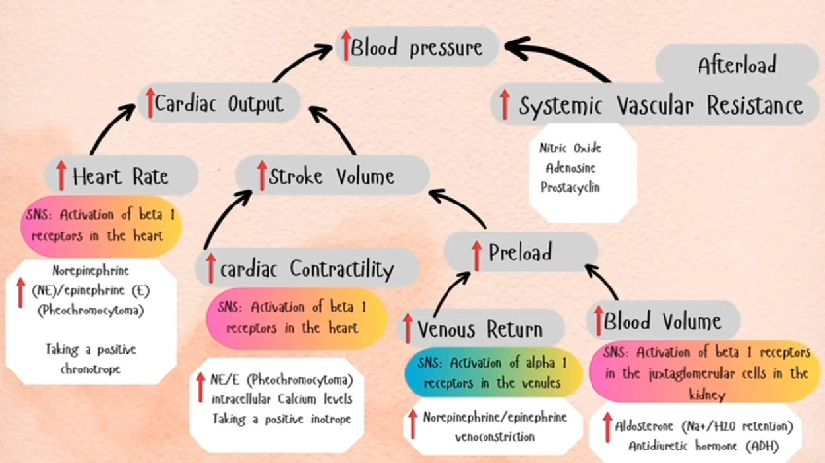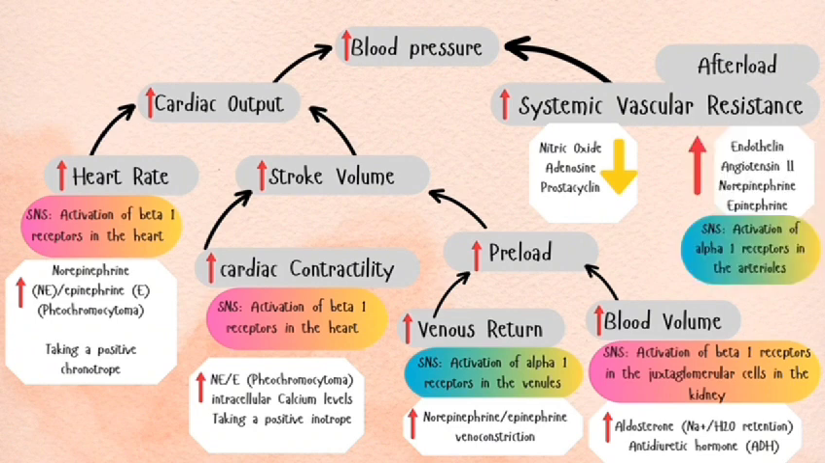Vasodilating agents that can reduce SVR and blood pressure include nitric oxide, prostacyclin, and adenosine. So low levels of any of those biochemical mediators will increase blood pressure. On the other hand, powerful vasoconstricting agents such as angiotensin II and endothelin will increase systemic vascular resistance. Also, the sympathetic nervous system increases SVR and blood pressure by activating alpha-1 receptors, causing vasoconstriction.